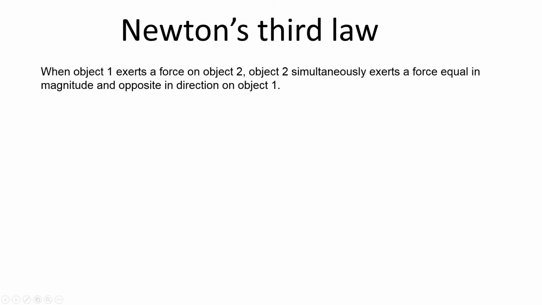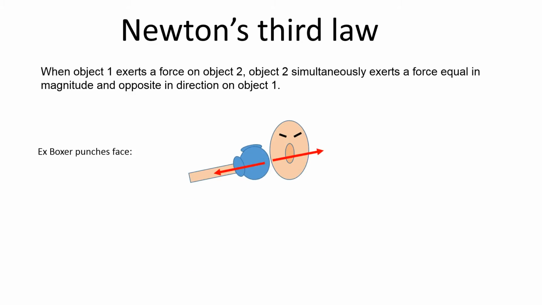So, when one object exerts a force on another object, so object 1 exerts a force on object 2, object 2 simultaneously exerts a force equal in magnitude and opposite in direction on object 1. So, for example, also a boxer, he punches the face of somebody. So the boxer punches the face, he exerts a force on the face, and the face exerts a force on the boxer's hand. But of course the hand is much more solid than the face, so the result will be a bit different.